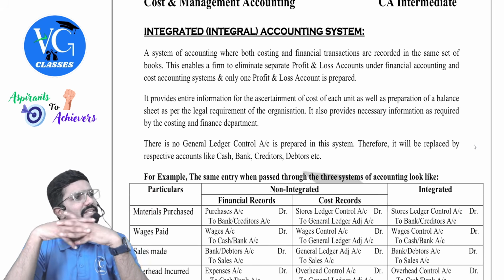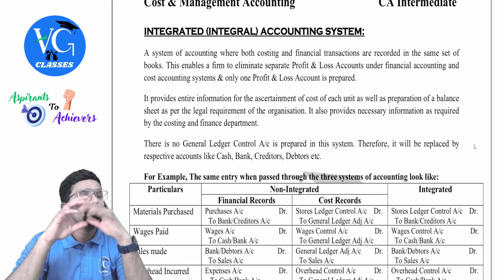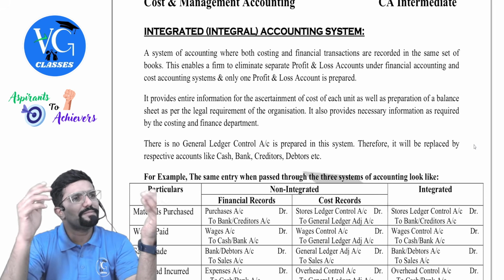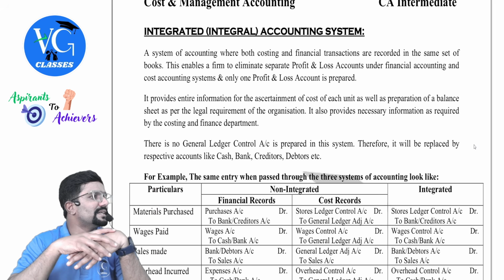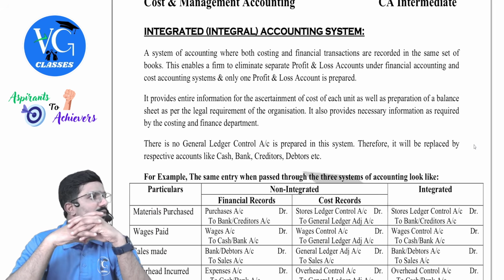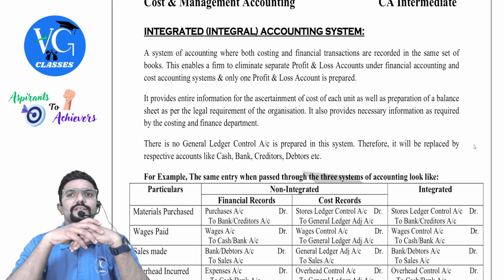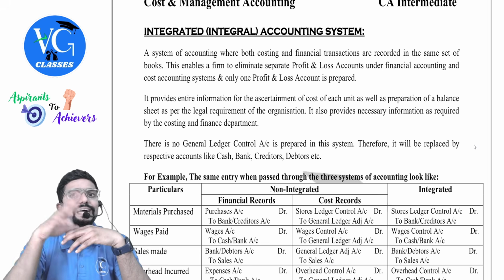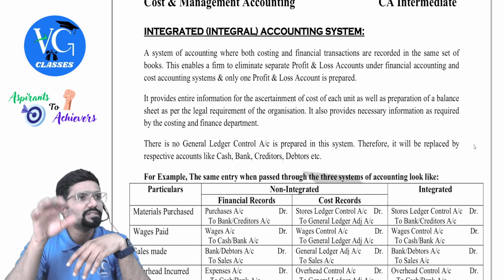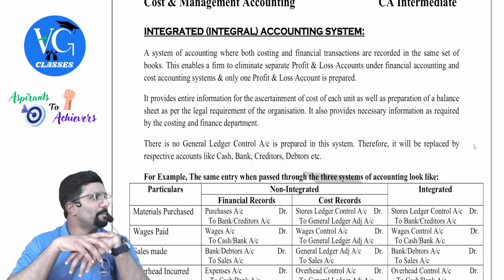Sir, what if it is a credit sale? Debtors to sales. Now, sir, purchases. Under non-integrated, whether it is a credit purchase or a cash purchase, only one entry: stores ledger to general ledger. Whereas here it is different. If it is a credit purchase, then stores ledger to creditors. If it is a cash purchase, then stores ledger to bank.